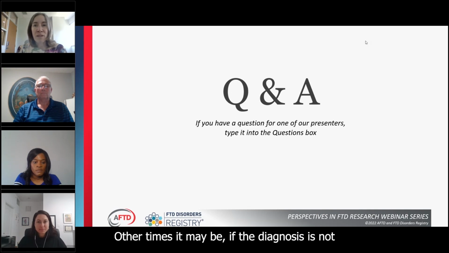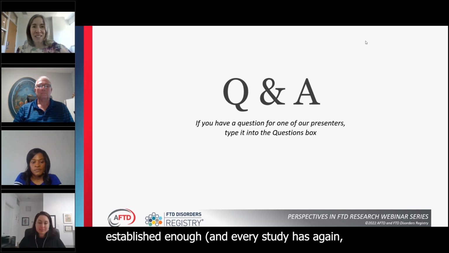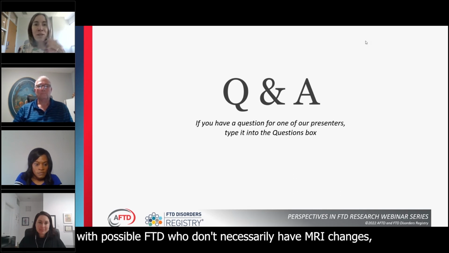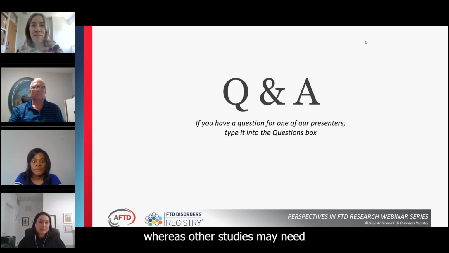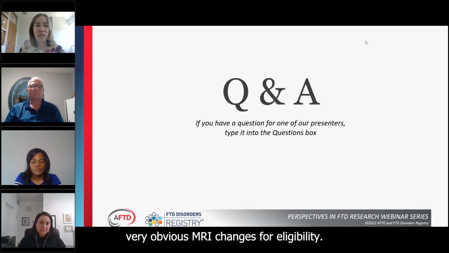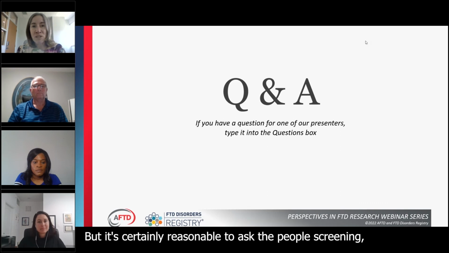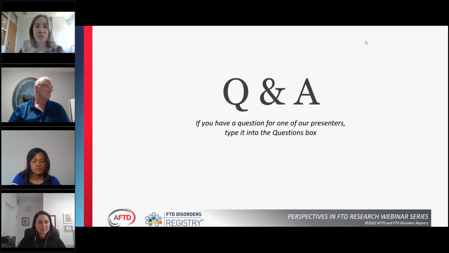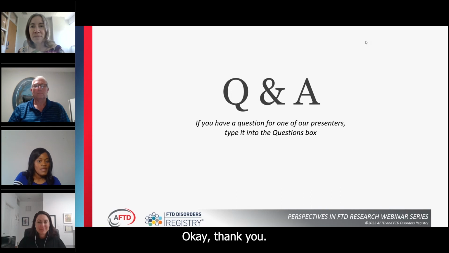Other times it may be, if the diagnosis is not established enough, and every study has, again, different criteria. They may be looking at patients with possible FTD who don't necessarily have MRI changes, whereas other studies may need very obvious MRI changes for eligibility. But it's certainly reasonable to ask the people screening you, why didn't I meet the criteria for this study, so that you know. Okay, thank you.